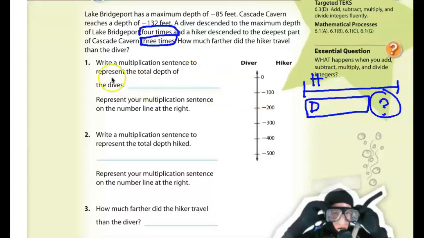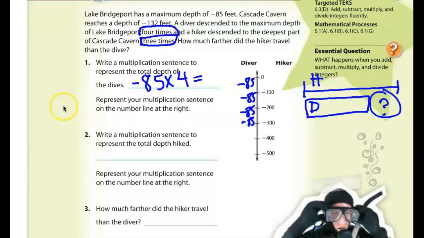All right, so the first thing we're going to do is write a multiplication sentence to represent the total depth that the diver dives. So if it's negative 85 feet and he went down 4 times, circle that, then that's the multiplication problem. And it says represent your multiplication sentence on the number line below. So here's the diver. So we have minus 85, minus 85, minus 85, minus 85.